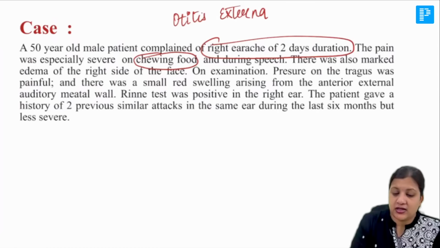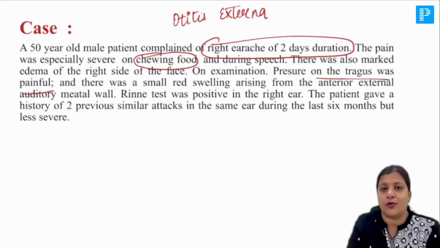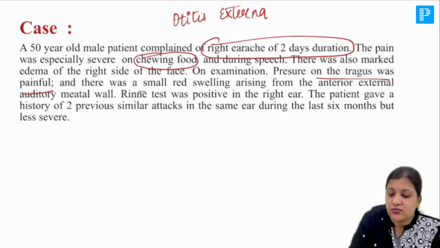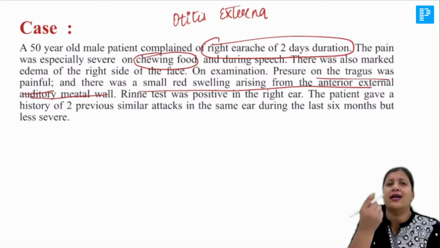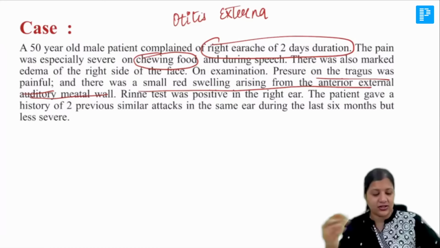Pressure on the tragus was painful. So again, in otitis externa, tragal sign will be positive. There was a red small swelling arising from the anterior wall of the external auditory canal. Rinne's was positive in the right ear. The patient has given two similar attacks in the last 6 months, but less severe. So what are we talking about? Small red swelling. So is it localized or diffuse?